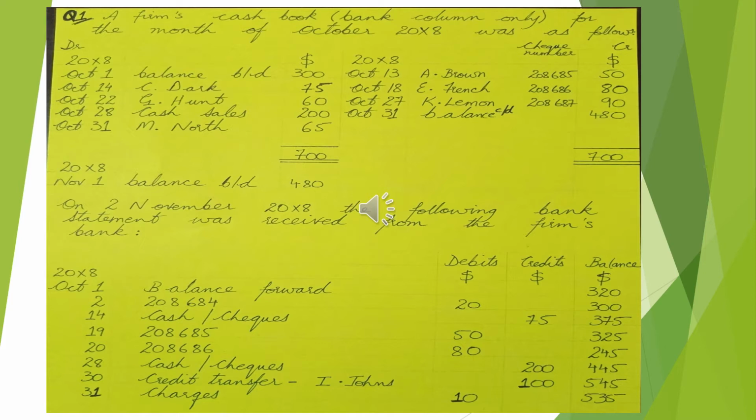In front of us we can see a cash book. On the debit side, for the month of October, there are deposits of 75, 60, 200 and 65. There is also a starting balance of 300. On the credit side, there are payments of 50, 80, 90 and then finally there is the balance 480.